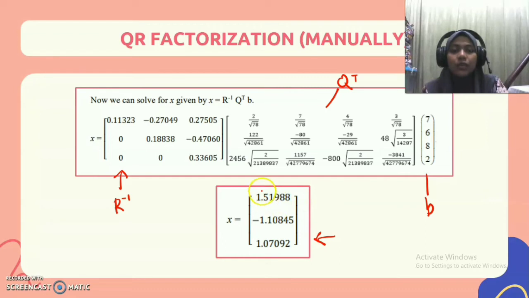So for X1, 1.51988, X2, negative 1.10845, and X3, 1.07092.